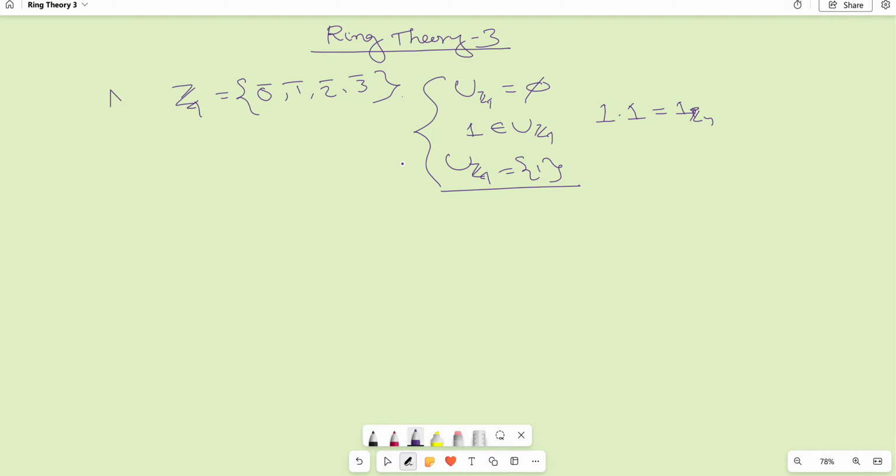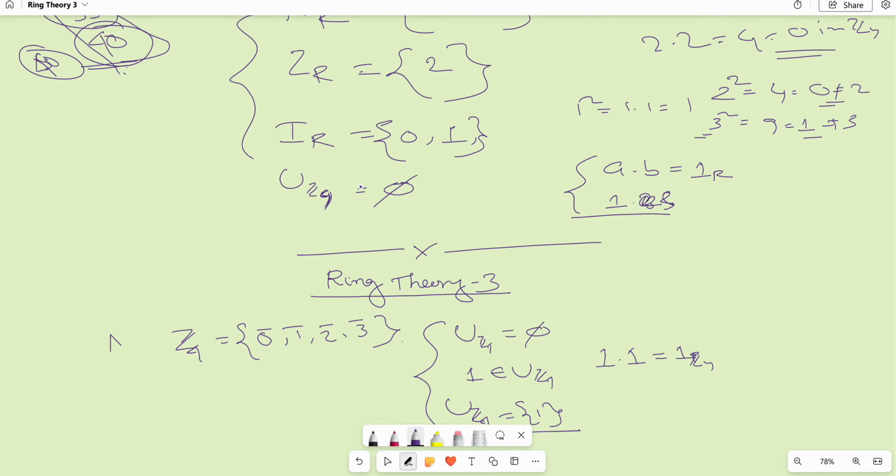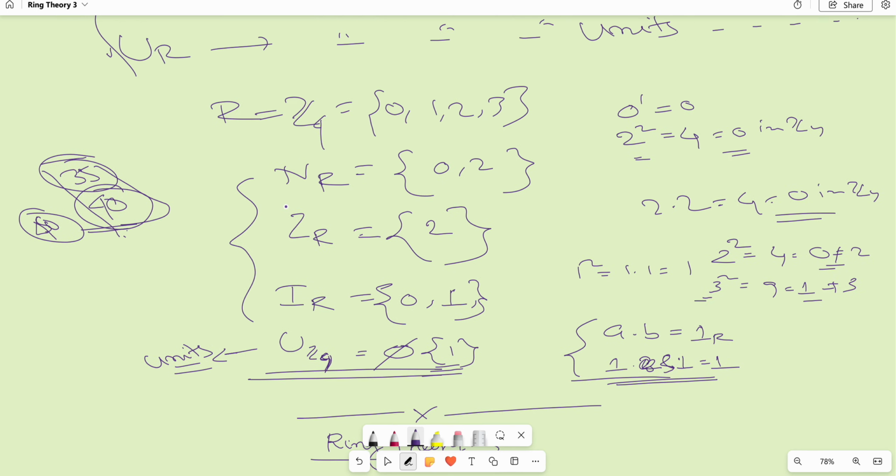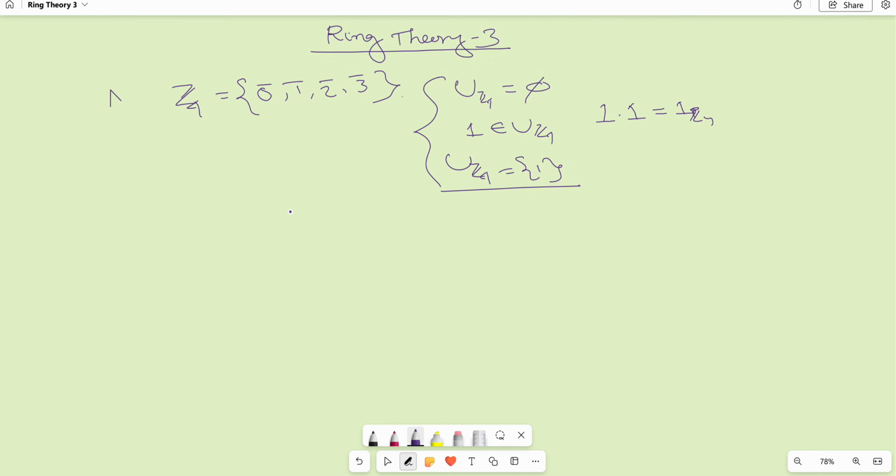Yesterday I made a mistake, I guess. In the last lecture, for 1 there is 1 such that the product is 1. So no other element will be a unit. This denotes the units. Today we'll discuss some more things.